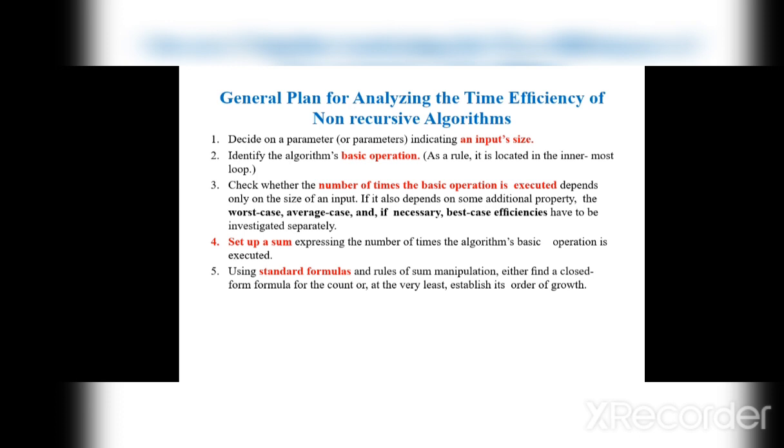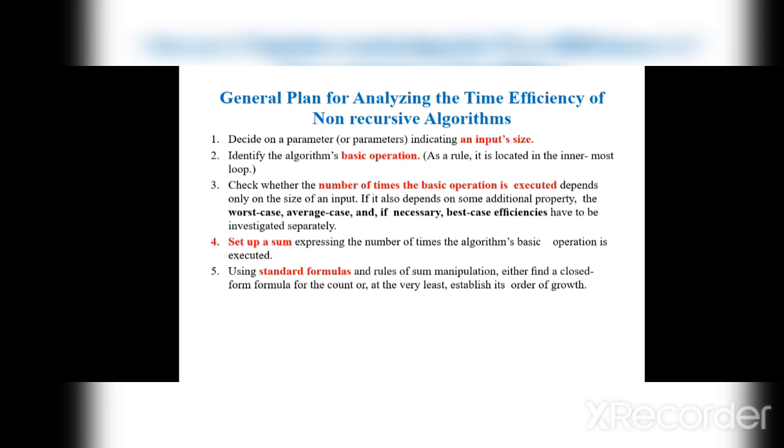This is the general plan for analyzing the time efficiency of non-recursive algorithms. The first step is we have to decide on a parameter or parameters indicating an input size. The first and foremost step is to find the input size of the algorithm. The second step is to identify the algorithm's basic operation. As a rule, it is located in the innermost loop. The operation located in the innermost loop can be considered the basic operation, or the code or statement which contributes more towards the algorithm's working can also be called the basic operation.